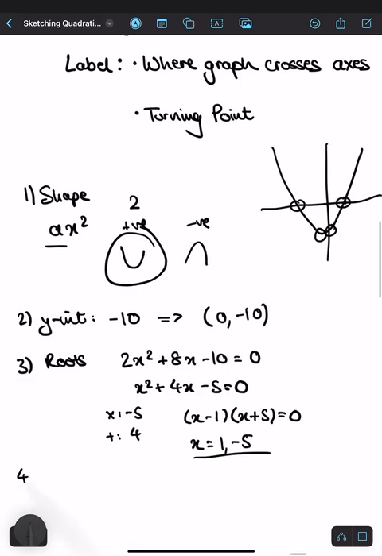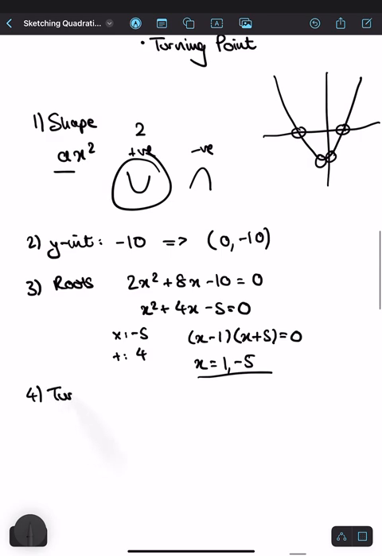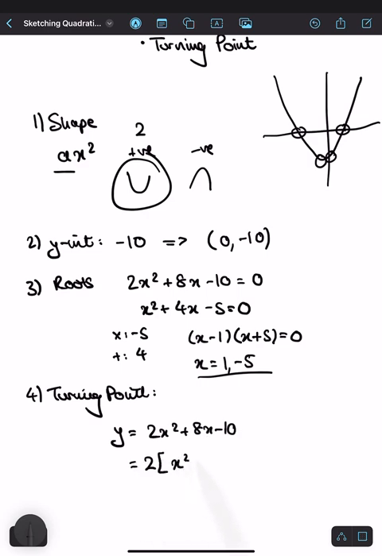To find the turning point, you'd have to complete the square. And a lot of people don't like doing this, but it's not so bad. So for the turning point, you have y equals 2x squared plus 8x minus 10. Notice y is not equal to 0, so you cannot divide through by 2. Instead, let's factorize out the 2 from our x terms. So you get 2 square brackets x squared plus 4x, minus 10.